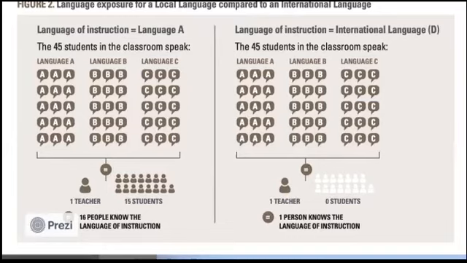If you're in a similar situation, avoid the international language as the default solution, for reasons shown on the right. In this situation, the international language, language D, is only spoken by the teacher. So this means there would only be 1 language model for 45 students. The case is that 16 language role models is better than 1 language role model.